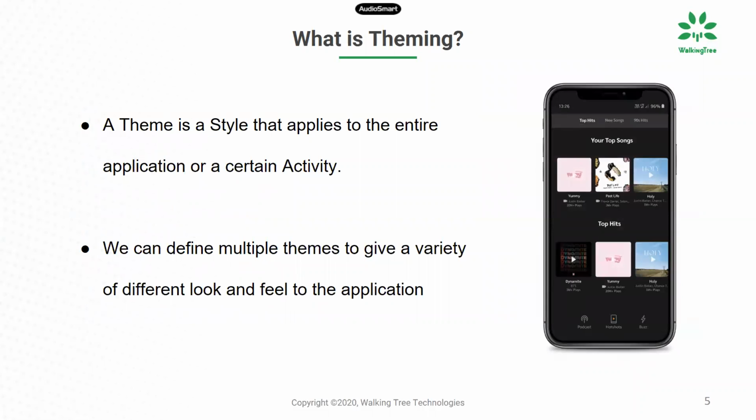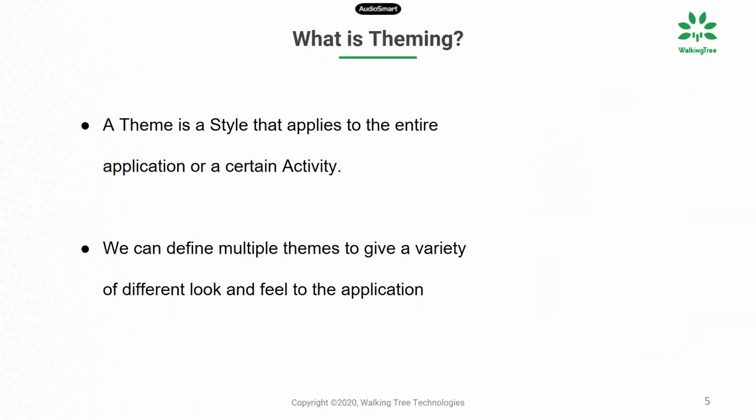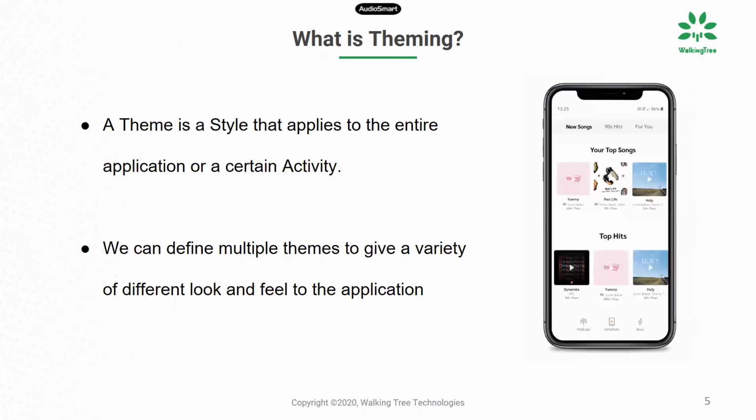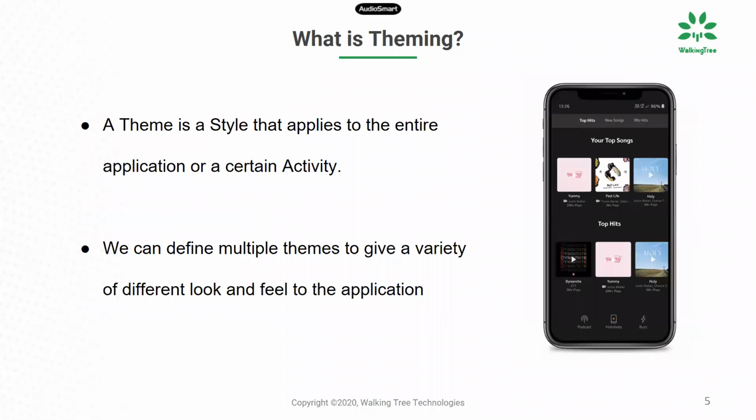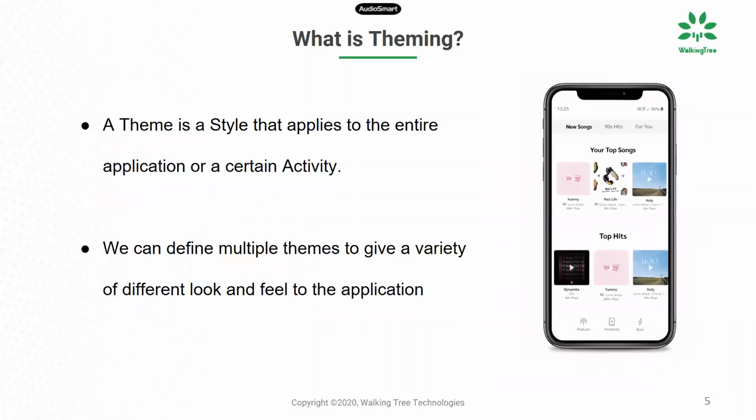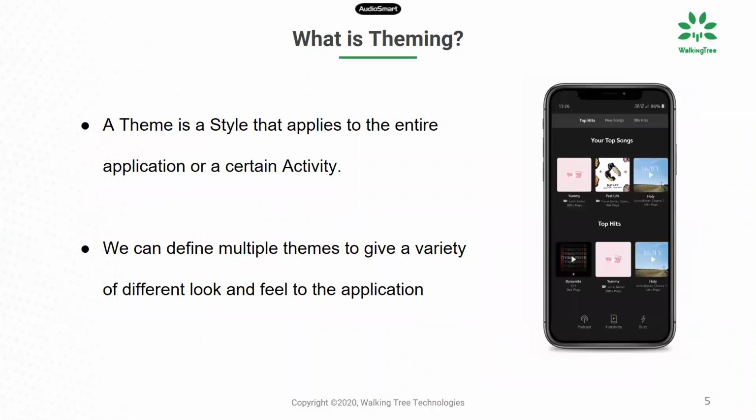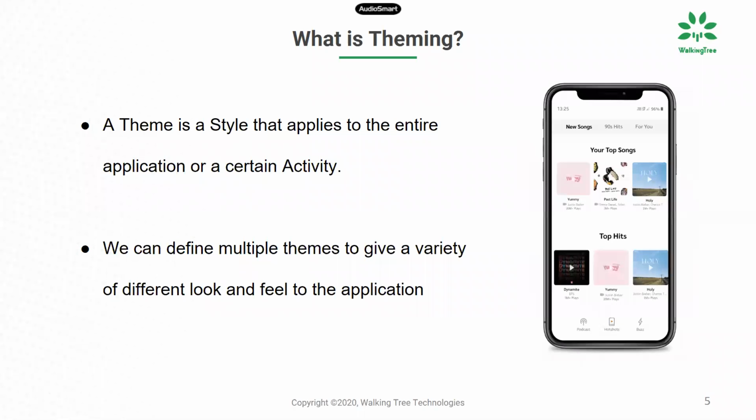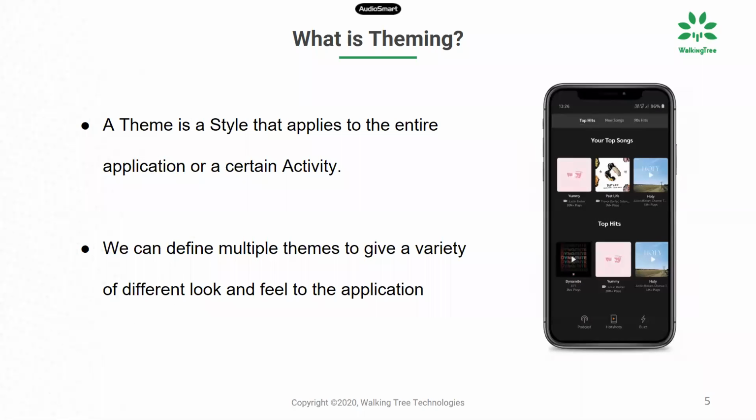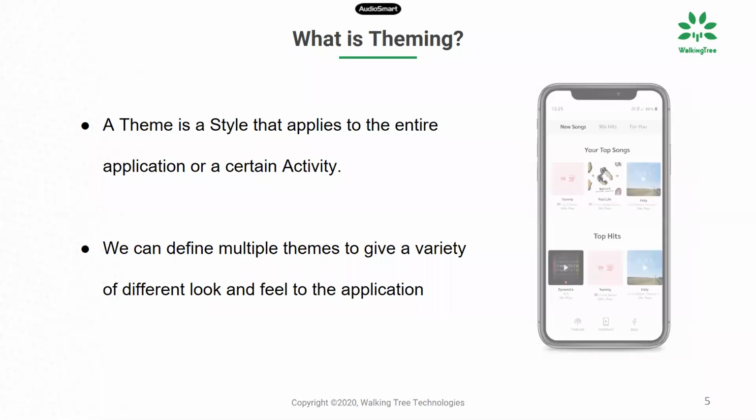So, to start with, what is theming? When we say theming, a theme is a style that applies to the entire application or a certain part of the application, wherein we control the look and feel of the application. So, it's like a set of styles which control how your application looks. And by the use of themes, you can actually assign multiple themes to your application and then give a variety of different look and feel to the application, as you can see here. So you can have a dark and a light theme.